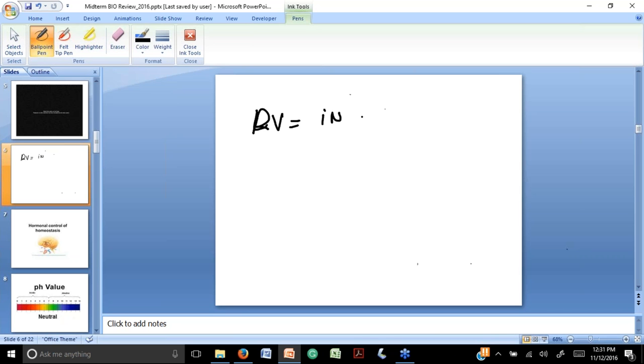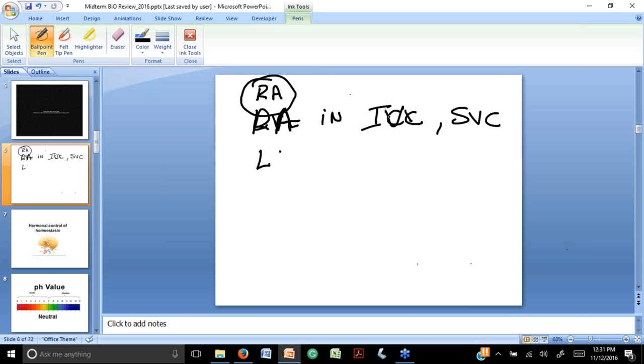Who is coming in? The IVC and the superior vena cava. Sorry, this is the right atrium, I apologize. In the right atrium, what is coming in is the IVC and the superior vena cava. In the left atrium, what is coming in are the four pulmonary veins. Okay?